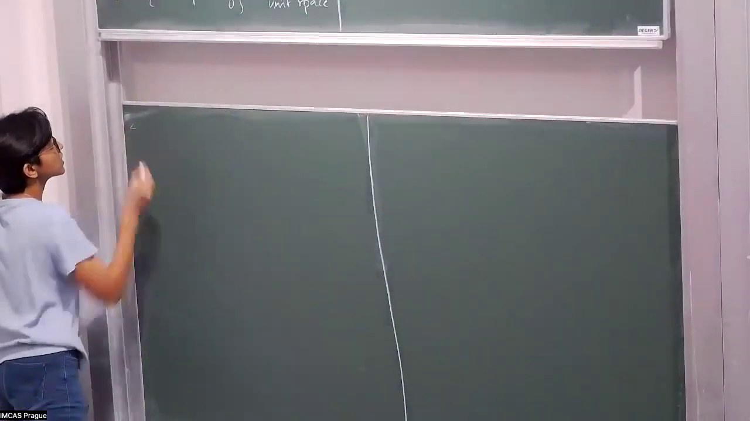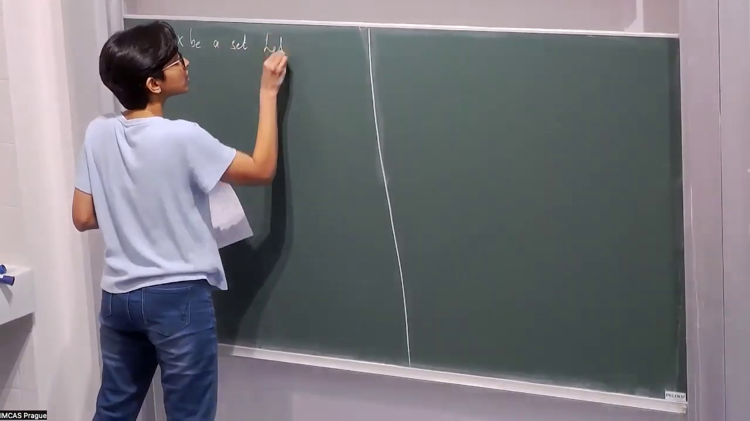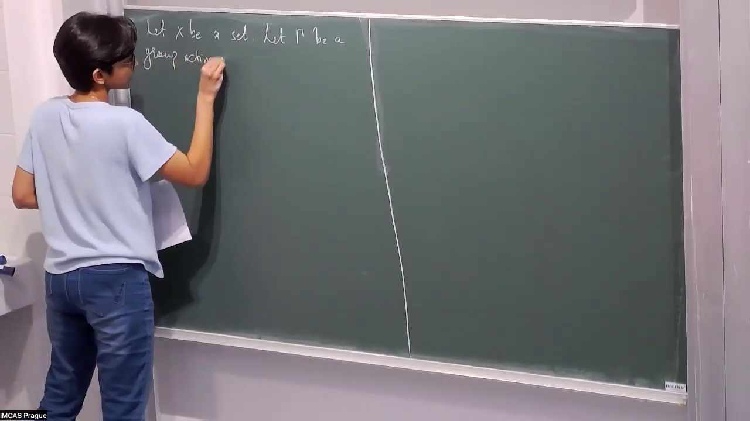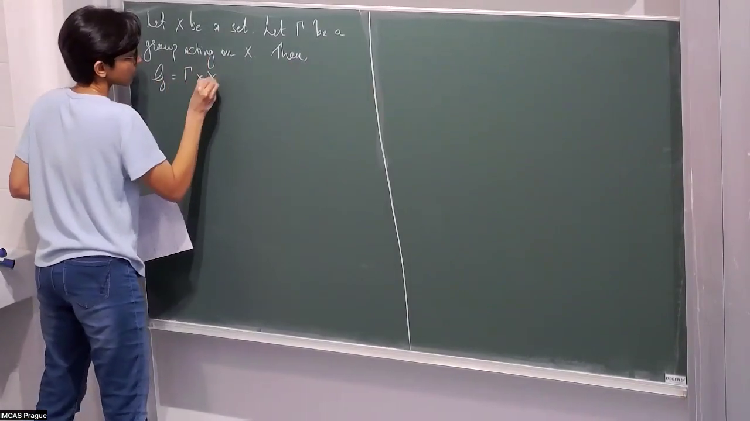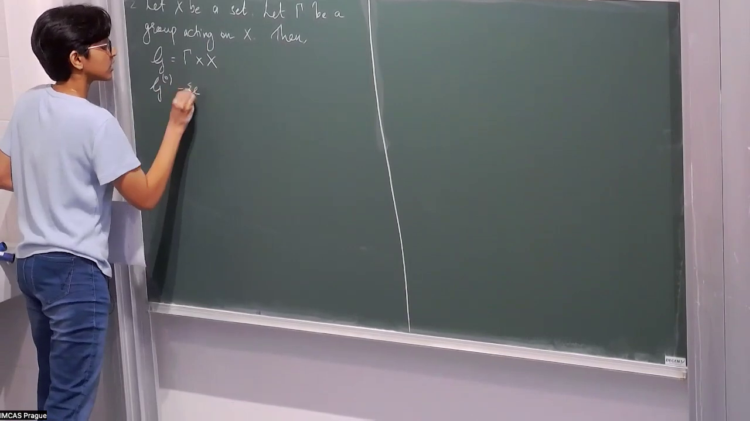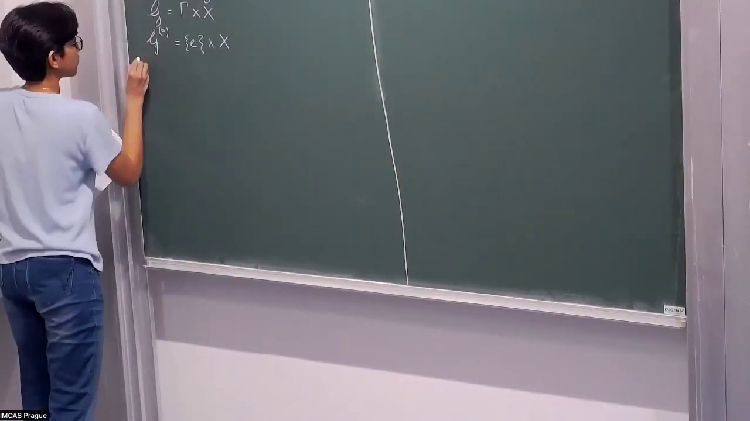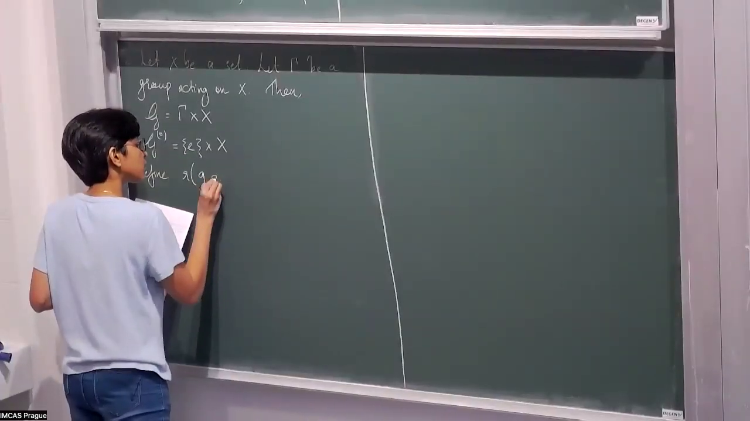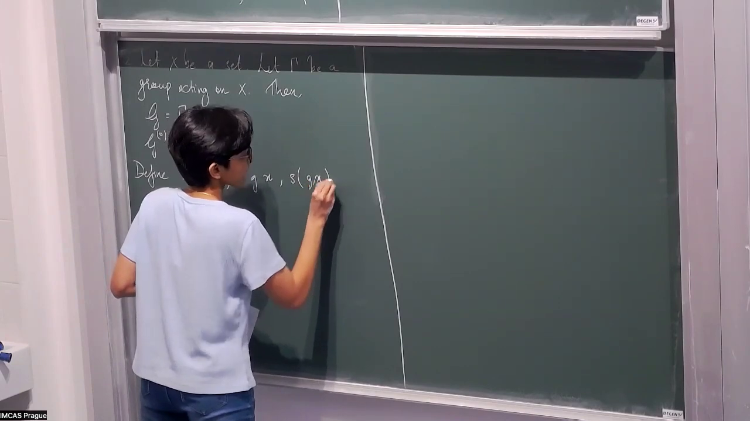A non-trivial example would be: let X be a set, and let Gamma be a group acting on X. Then we can consider G to be the Cartesian product of the group with the set X. And here the unit space is going to be the identity of the group times X. And we can define the range and source maps as: the range of (g, x) is just g·x, and the source of (g, x) is just x.